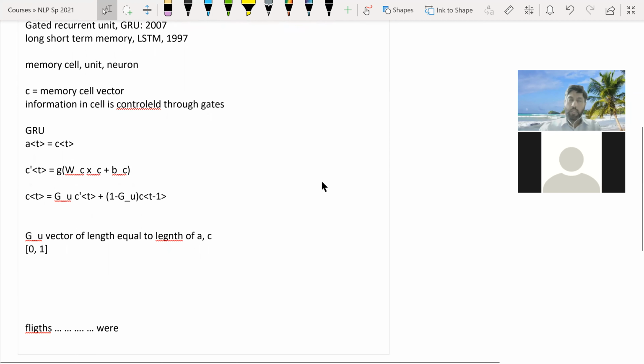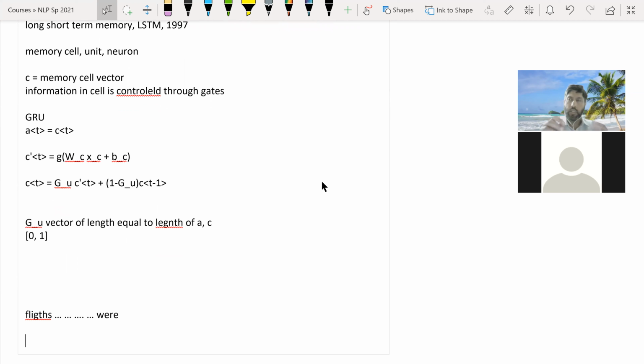Okay? And of course, if you put GU as 1, then you discard the previous memory. But as I said before, this GU is a range between 0 and 1. And this range is decided by another adaptable, learnable function, which is usually a sigmoid of, of course, another parameter, W. This was the update gate, U, into X U plus BU. Again, the same notation that we have been using before.